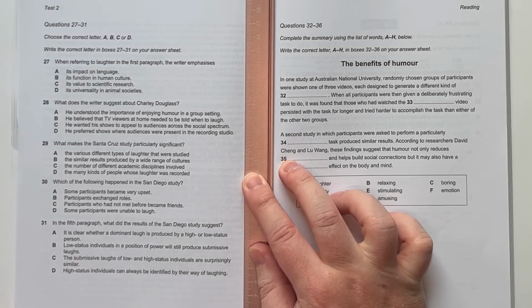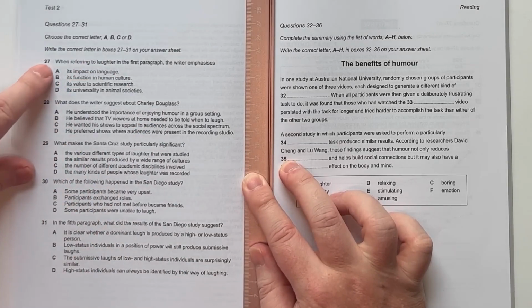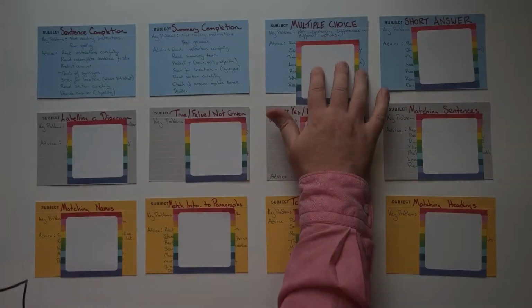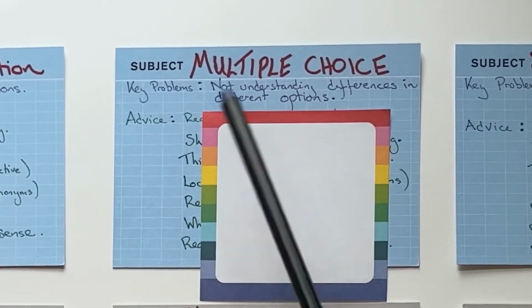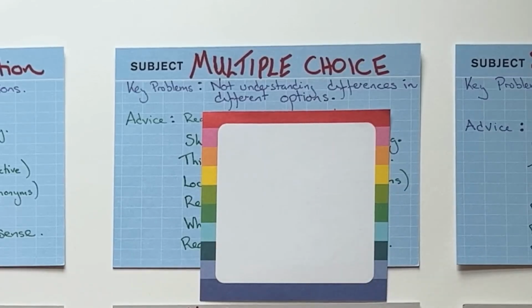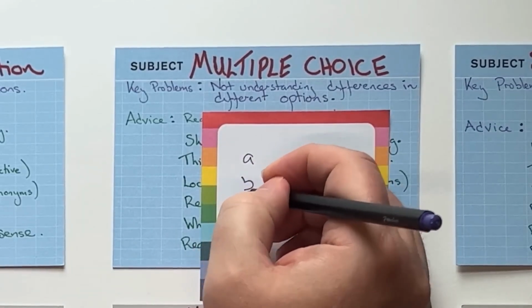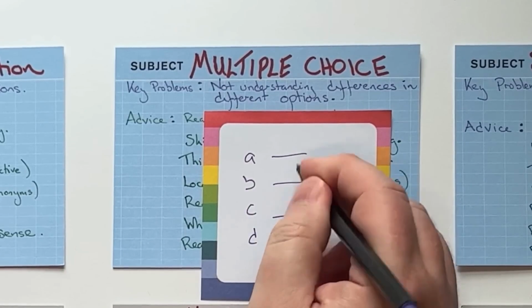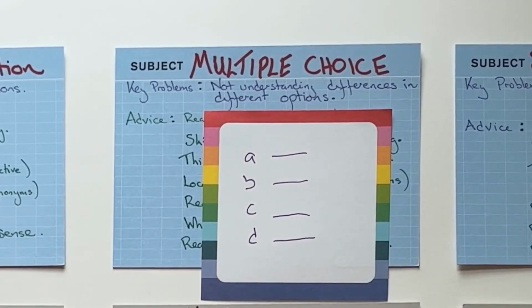Here are some multiple choice questions. I'm sure you're familiar with multiple choice questions. Normally it will be a direct question, like here, and then it will give you 3 or 4 different options. You have to choose the correct option. Now, a completely different type of question are multiple choice questions. Now, the key problem here is not really understanding the difference between the different options. So you will get A, B, C, D. There will be slight variations in meaning between these 3 or 4 options. You need to understand the difference between these in order to answer the question properly.